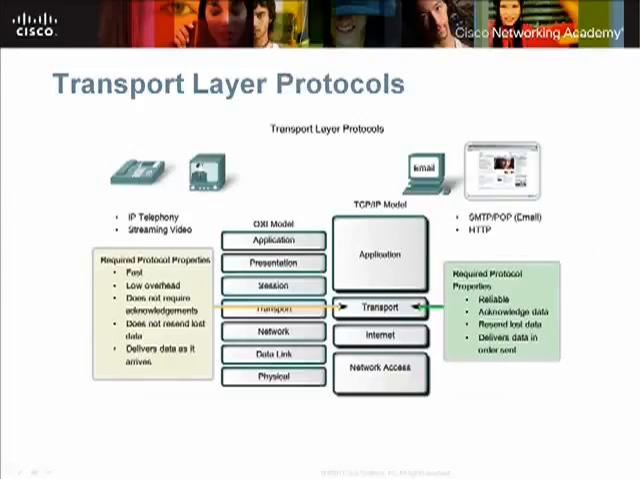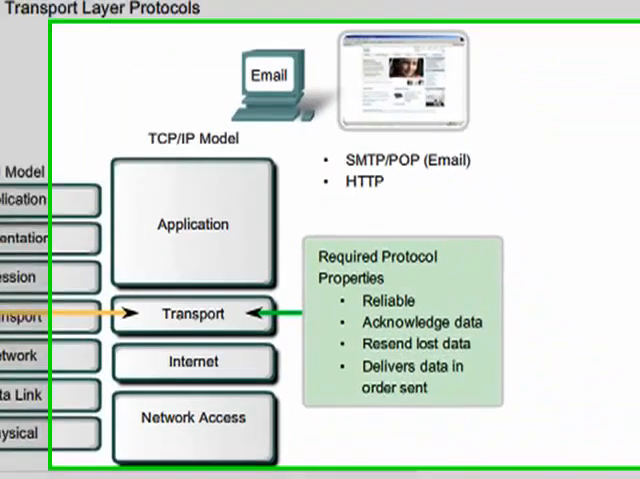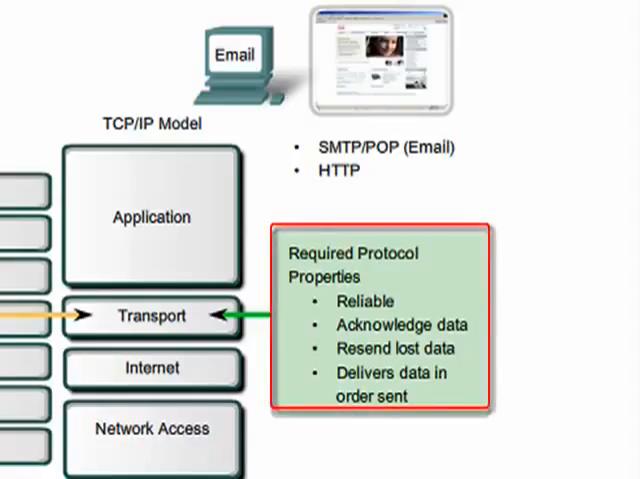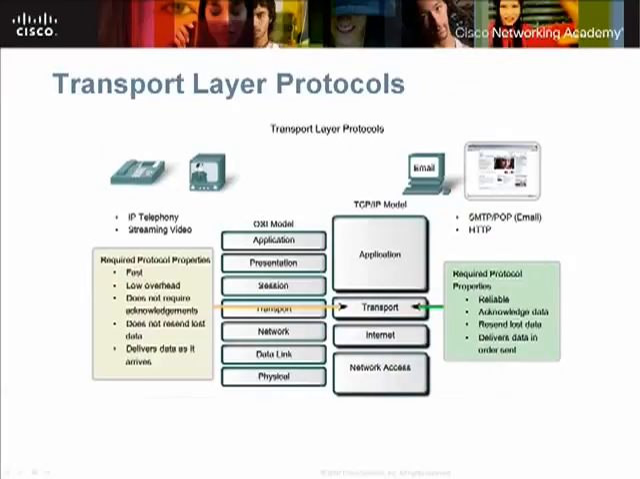The two most common transport layer protocols of the TCP/IP protocol suite are Transmission Control Protocol, or TCP, and User Datagram Protocol, also called UDP. Data such as email and web pages require that all of the data sent arrive at the destination in order to be useful. Any missing data could cause a corrupt communication that is either incomplete or unreadable. Therefore, these applications must use a transport layer protocol that is reliable, as is TCP.